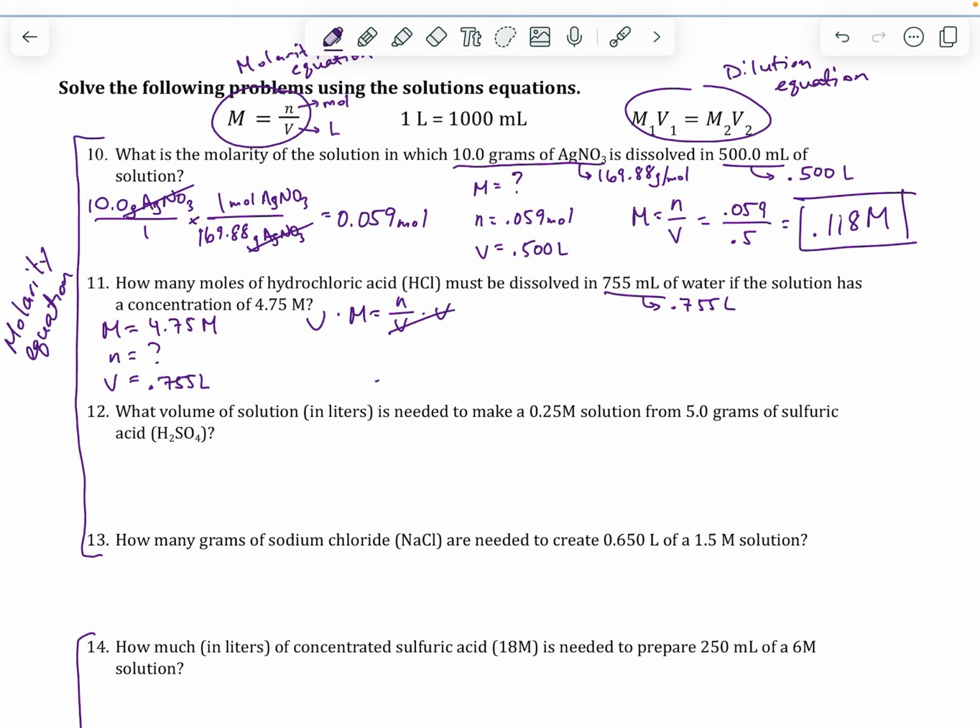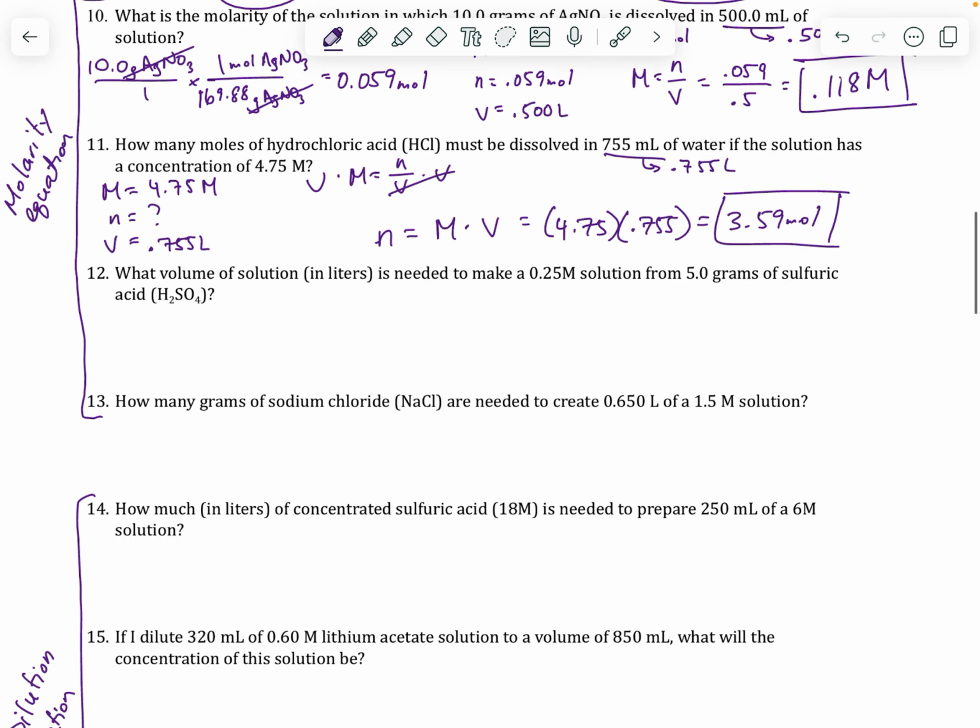And so what I end up with is n equals molarity times volume. Now it's solved in terms of n, which is what I want. You can also use the algebra triangle that we talked about before to help you out there too. So we have 4.75 times 0.755, and that's going to give us a value of 3.59 moles. Make sure you have units and make sure you show work.